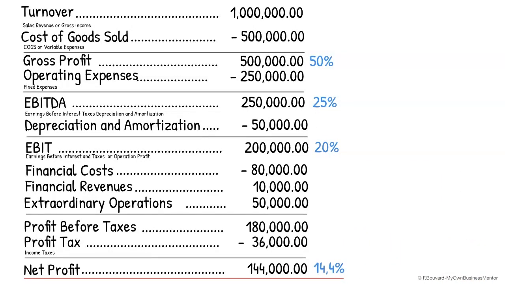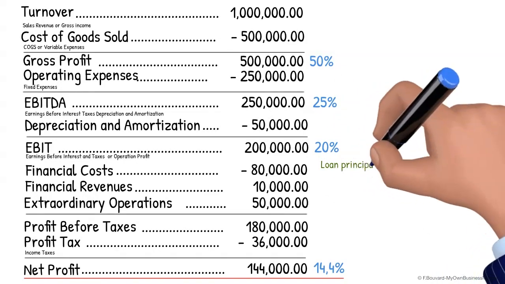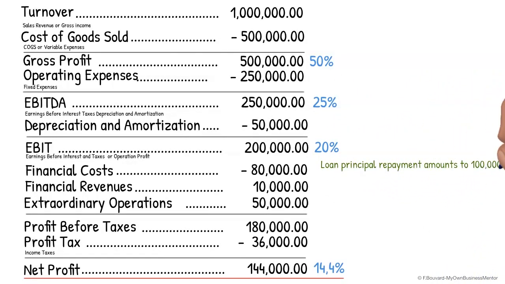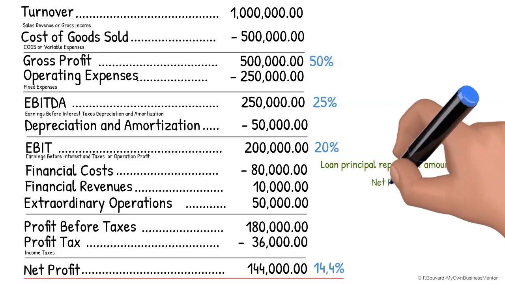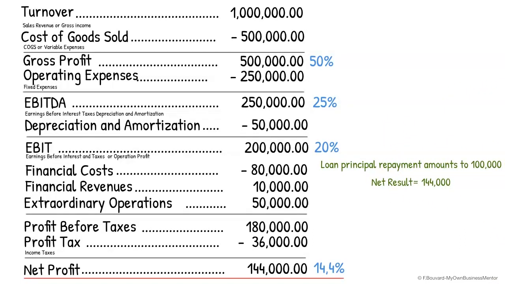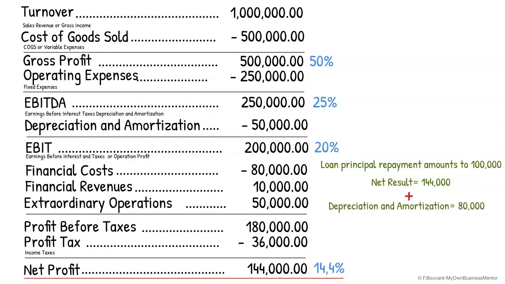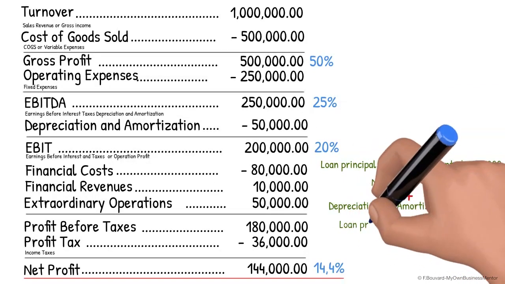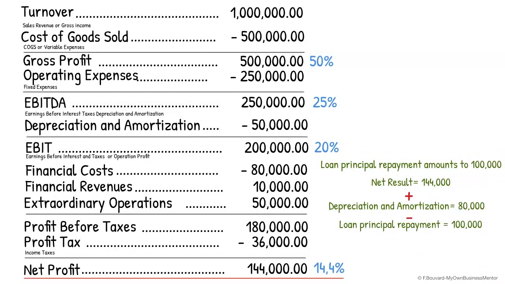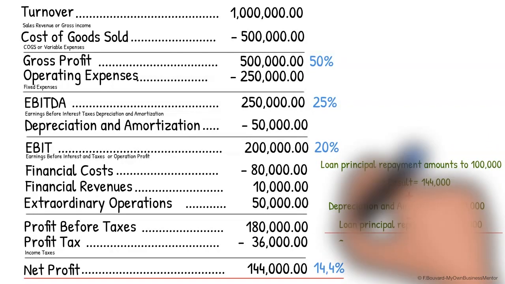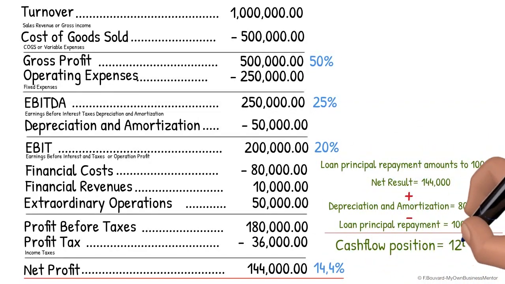Indeed, for a clearer view of the company's cash flow, one must add back the depreciation and amortization amounts to the net income, and subtract the loan principal repayments. Assuming the loan principal repayment amounts to $100,000, then the cash flow position will be net result $144,000 plus depreciation and amortization $80,000 minus loan principal repayment $100,000 equals to a cash flow position of $124,000.